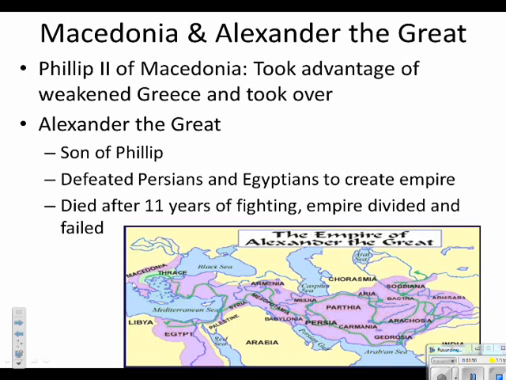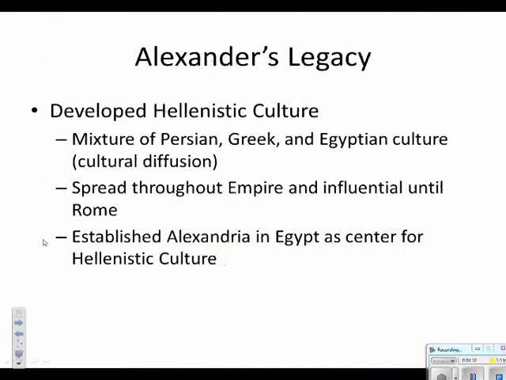Alexander did. Now, despite the short-lived empire, Alexander's empire was very influential in creating culture. What happened is every time Alexander took over an area, he would mix the culture together with the cultures he had already taken over. So when he took over Persia, he mixed it with Greek culture. Then he would take over Egypt and mix the Egyptian culture with the Greek culture and the Persian culture. This is going to create a new culture called Hellenistic culture. So Alexander's main legacy is the creation of Hellenistic culture.